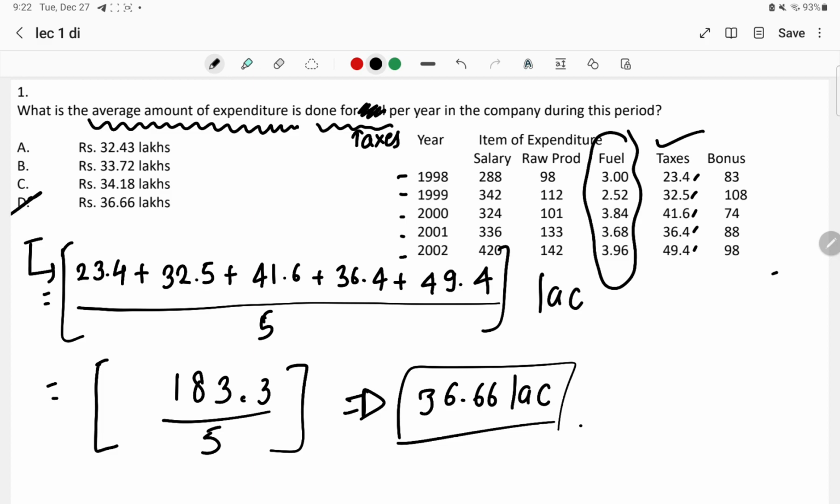Okay, so the average amount of expenditure done by the company on the taxes. Average is asked, we have to find the average. We know how to calculate the average as we have studied in mathematical reasoning, how to deal with questions of average. If you have not seen, you can watch the videos in the playlist, UGC-NET Paper 1 by Akshita Kadam ma'am. Watch all the lectures there and make your mathematical reasoning stronger first, then come to the DI portion. Okay, so this is 36.66 lakh.